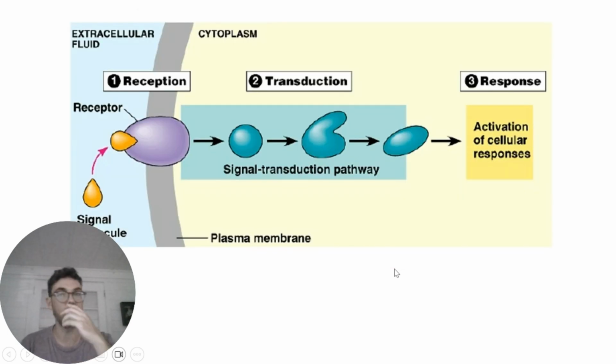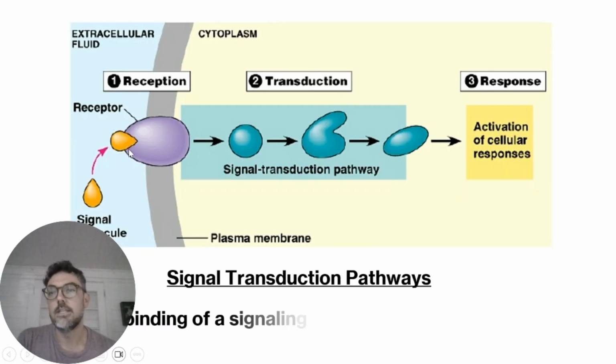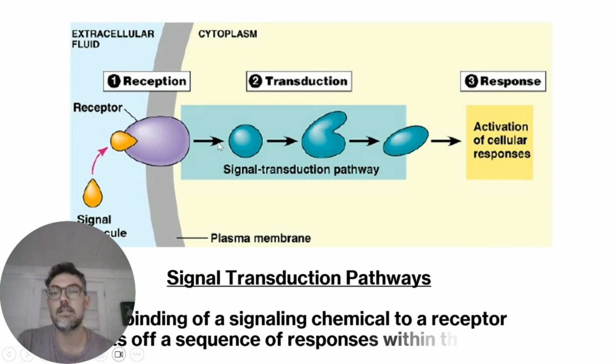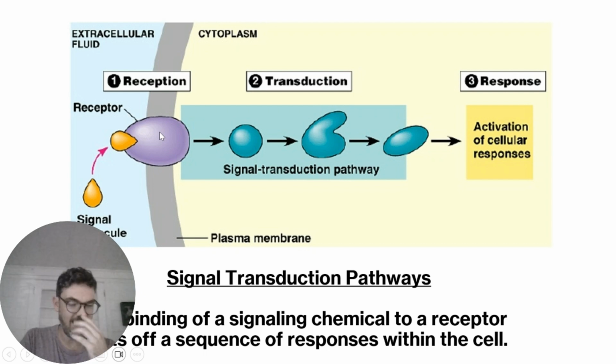Okay, this is the hard stuff, but don't panic. The big point is that you get your ligand binding to the receptor, and then it's not like poof, response. Well, it is very fast. Cells are so efficient, but there's a series of changes here. And that series of changes is called a pathway. For example, the Krebs cycle is a pathway. It's a series of changes.